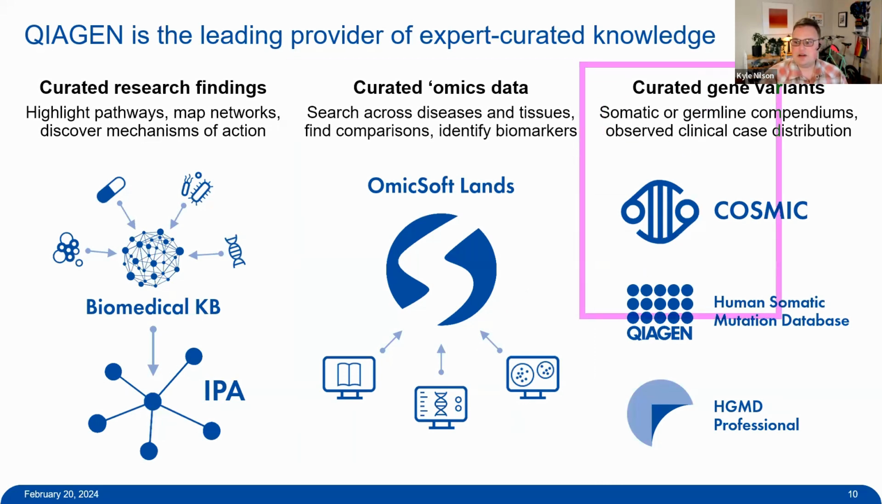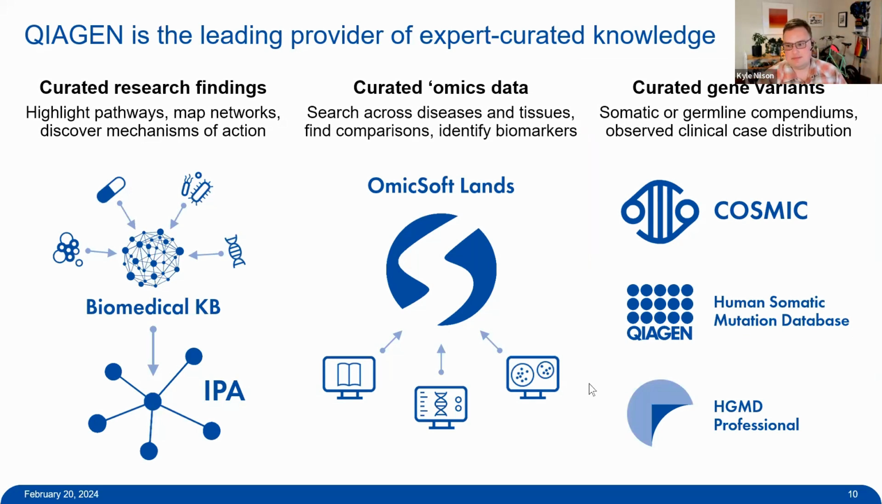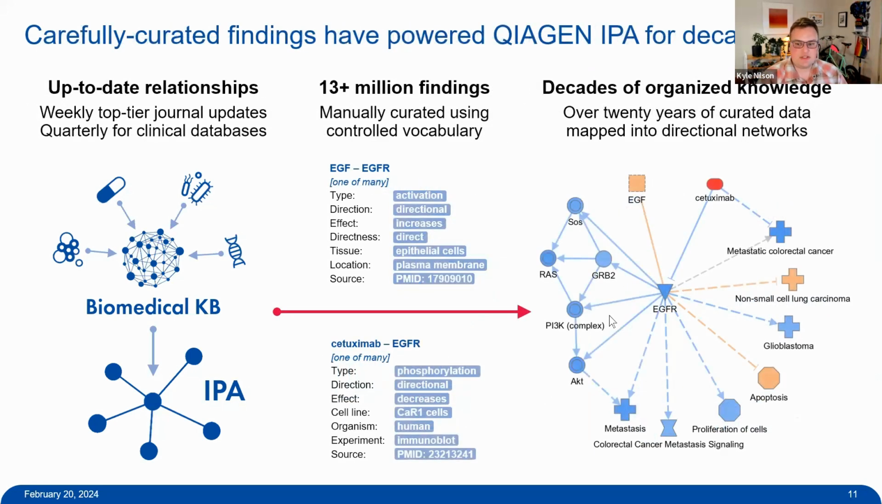Finally, curated gene variants are an ever-growing and important part of research. And with that, we provide our own human somatic mutation database, which takes advantage of the real-world clinical information we have from N of 1. But we also partner with the Sanger Institute for Cosmic, so that way we have incredible breadth as well as incredible depth to offer. Just going over the different types of data.